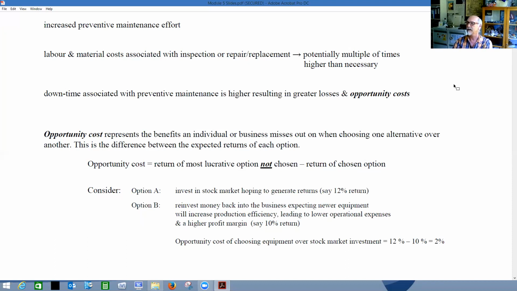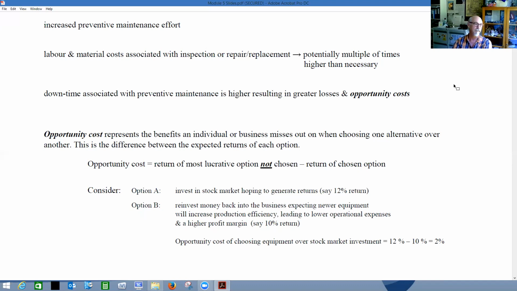So just to give you an example, say you're looking at your budgeting, for argument's sake, and you were able to invest that in the stock market, and obviously that's a way to generate returns, and let's say you can get a 12% return. The second thing might be to reinvest your money back into the business, expecting to buy new equipment, and that'll increase your production efficiencies because you've got brand new equipment, nice and shiny. It's not breaking down. So that will lead to lower operational expenses and a higher profit margin. Let's just say, by your calculation, it's going to give you 10%. So the opportunity cost of choosing that equipment, so let's say you chose the equipment over investing money in the stock market because, well, that's quite bubbly at times.